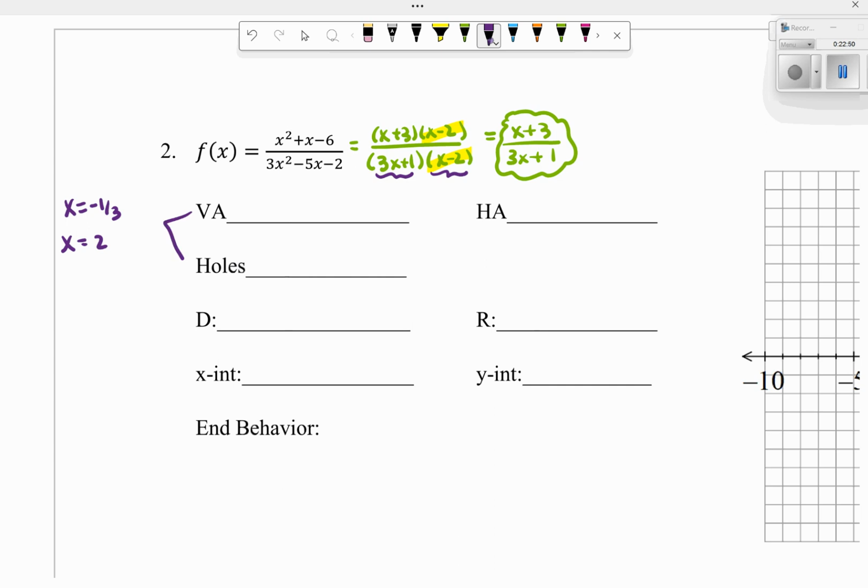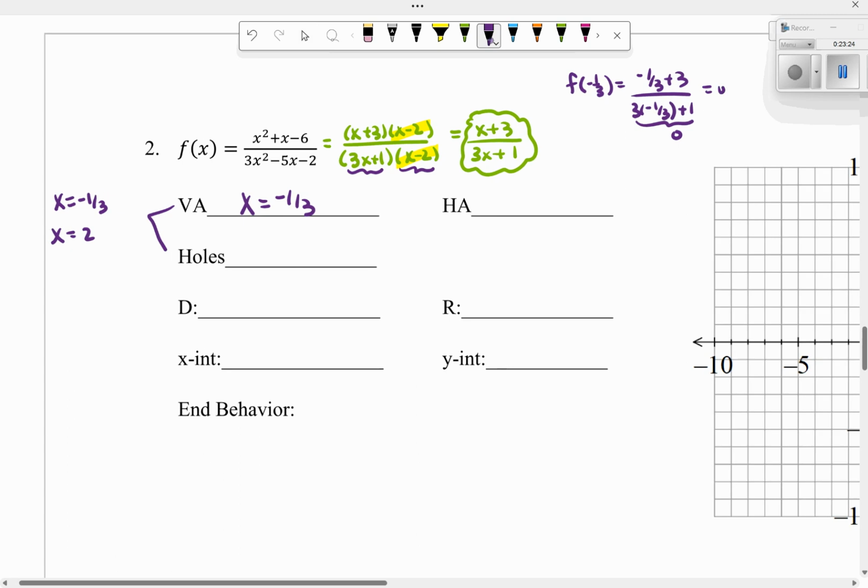So we need to figure out, are these vertical asymptotes in my graph or are they holes? Remember, we can't have a hole unless we have a common factor. The only one that has a common factor is 2. So that tells me right away that we have a vertical asymptote at x equals negative 1/3. If you don't know, plug negative 1/3 into your simplified answer, and you'll notice f of negative 1/3 would be equal to negative 1/3 plus 3 over 3 times negative 1/3 plus 1, and that equals 0 in the denominator. So you get a number over 0, which is undefined. We don't even need to finish the rest of that because we know it's undefined.